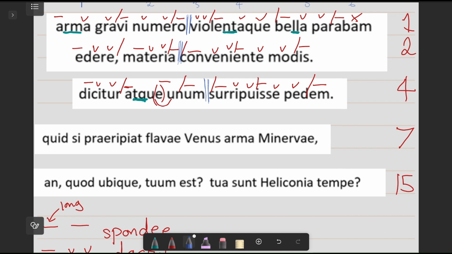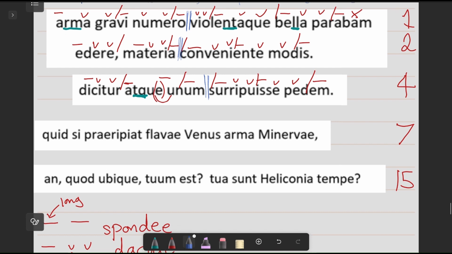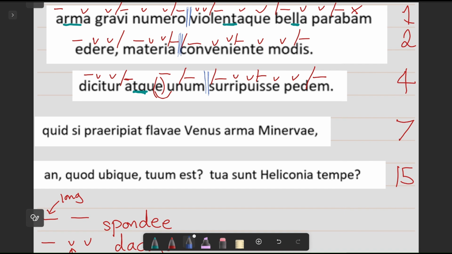I hope this is making sense, and it shows you that scansion isn't that hard. This is a hexameter line: Quid se praeripiat flavae Venus arma Minervae. No elision. We can go for the start. Oh, let me do red. We can go for the end part with the long X and the long short.